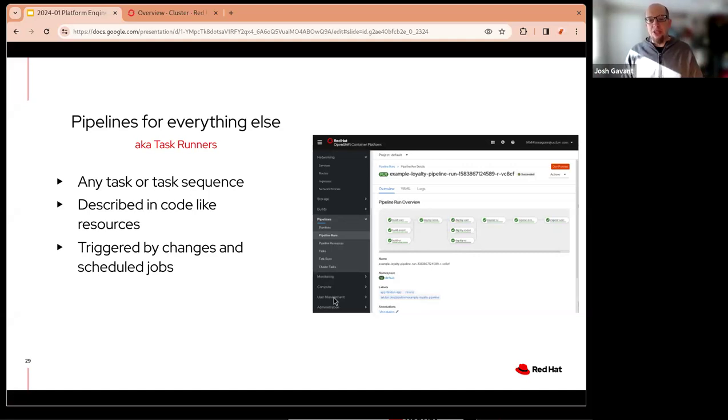Yeah, and all of these are available within OpenShift to act as your orchestrator.